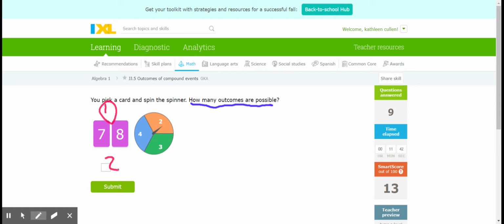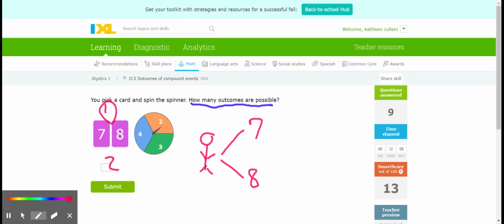Here you are. This is going to be you picking a card first. So we're going to create our tree diagram. Your first event, picking a card, has two possible outcomes, right? You're either going to pick a 7 or you're going to pick an 8, right? So once you do that first event, picking a card, next you're going to spin the spinner. So we'll use a different color here, and we'll say we spin the spinner. That's going to be event number 2. And you see there's 3 possible outcomes here, right? You can either spin a 2, 3, or 4.